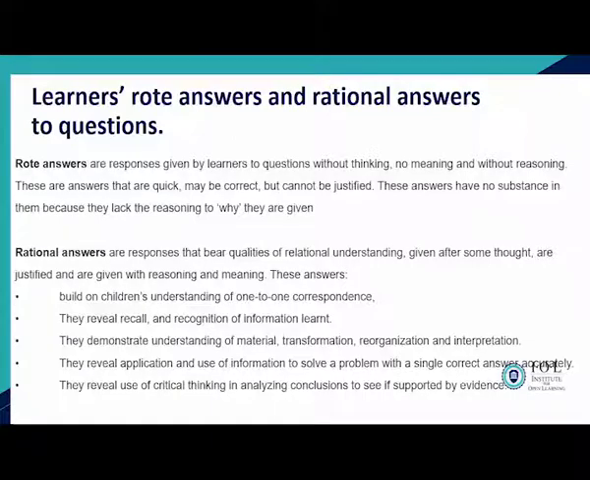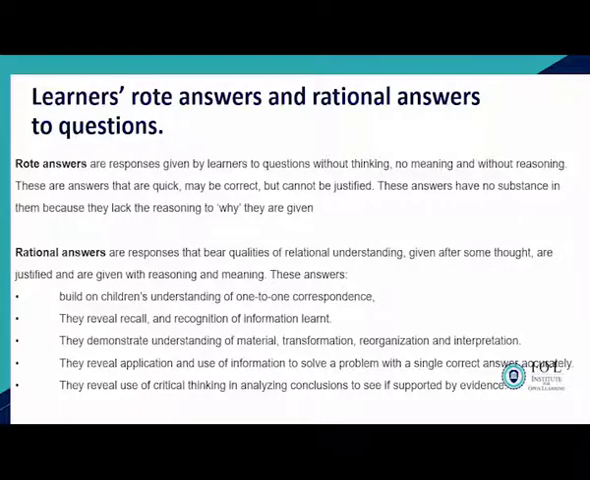Rote answers are responses given by the learners to questions without thinking, with no meaning and without reasoning. These are answers that are quick. They may be correct, but cannot be justified. These answers have no substance in them because they lack the reasoning for why they are given. Sometimes learners just give answers because they guess. If you ask them to explain, they won't be able to explain anything because their answers were just rote, without any meaning.